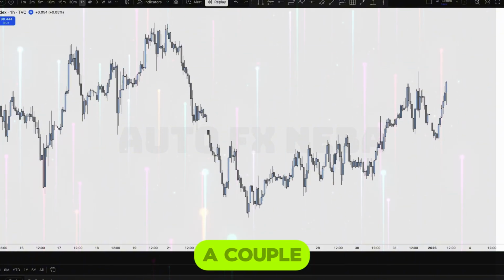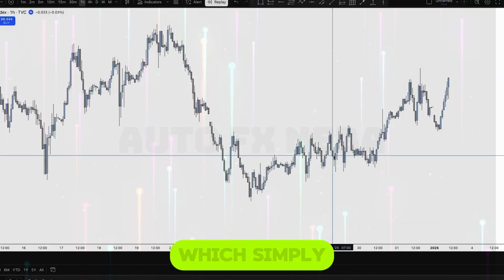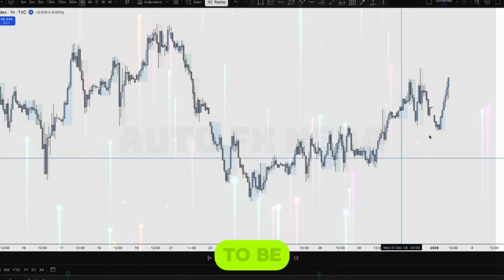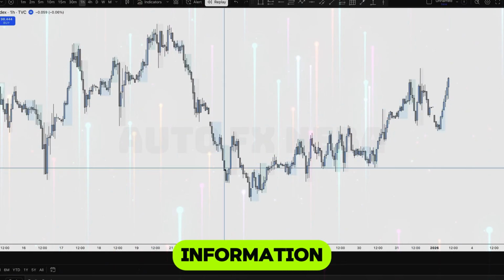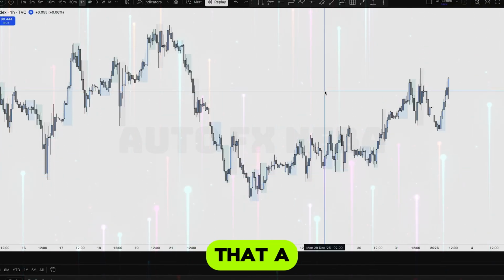Now, we may introduce a couple throughout the series, but these are things like session indicators, which simply mark out different times of day to show you the important times to be trading at. This is not an indicator in the sense that it's giving us any information. It just simplifies and automates a part of the process for us. But we'll get into that a little bit later.